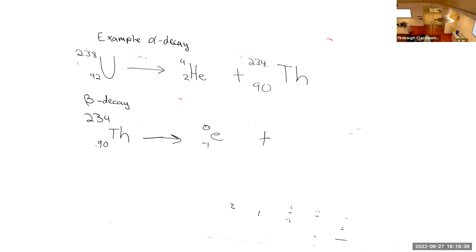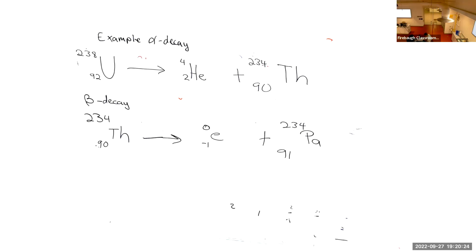Like that. Okay. So in this case, I have 90. Right? So what number minus 1 will equal 90? 91. Okay, so I have 91 here. And then this is a 0, so we just take that across. 234. So 91 would be protactinium. So Pa. Okay, protactinium. Okay, good job.